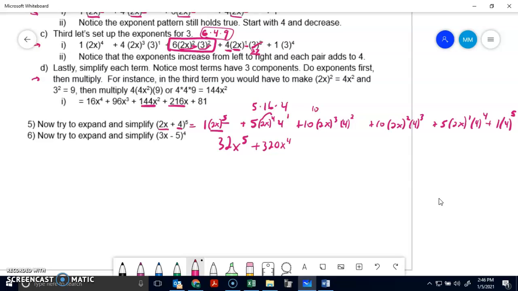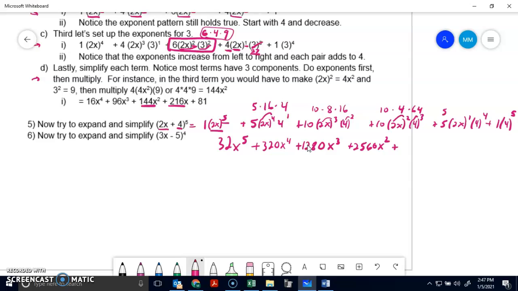And then here I would have 10. 2 to the 3rd is 8. 4 to the 2nd is 16. And then I would get those together and we would get 1280x to the 3rd. And then this one, I have a 10. I have a 2 squared or 4. 4 to the third, or 64. So I would multiply those together and get 2,560.